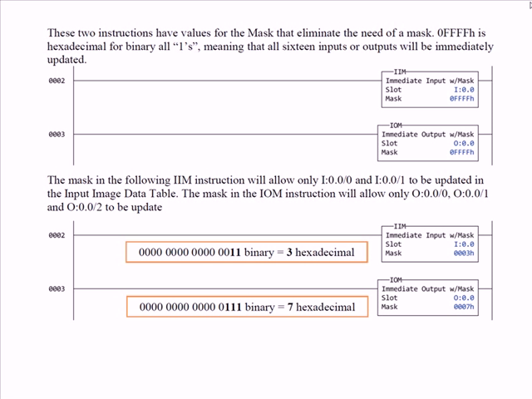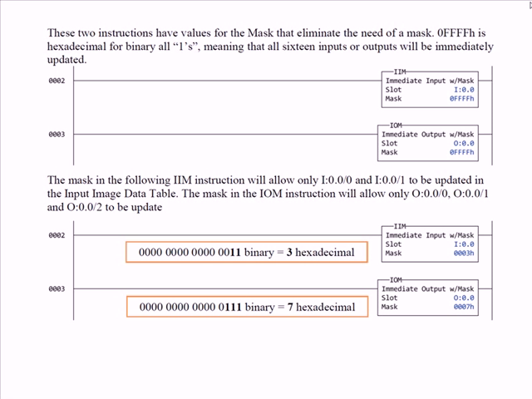All F's hexadecimal is hexadecimal for binary all ones, or 16 ones, meaning that all 16 inputs or outputs will immediately be updated. So these instructions come with a mask. The mask in the following immediate input update will allow only input 1 and input 0 to be updated in the input image table. The mask in the immediate output with mask instruction will allow only output 0, 1, and 2 to be updated.